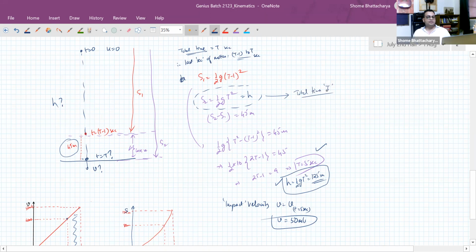But 1 second before capital T, what would the displacement be? It would be this. So this is at 1 second before capital T. So now between this time and this time, that is the last second of motion, the displacement is how much? 45 meters. So S2 minus S1 should be 45 meters. So from that I'm calculating capital T. And once I calculate capital T, rest is formula based, because I know that velocity as a function of time is GT, displacement as a function of time is half GT squared. Here the time T is the time from the beginning, from T equal to 0 to that instant.